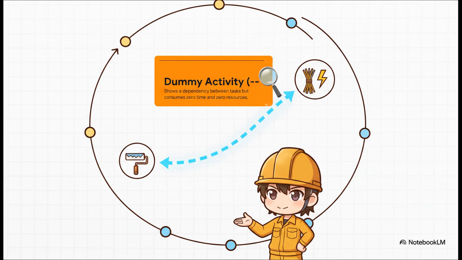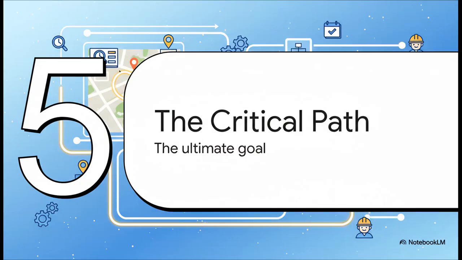And then there's this kind of weird one, the dummy activity. Sounds strange, I know, but it's super important. Imagine you can't start putting up the drywall until both the plumbing and the electrical work are finished. A dummy activity, which we draw as a dashed arrow, connects those 2 tasks to the drywall task. It's a pure logic link that says, hey, wait for both of these to finish without adding any extra time or cost.